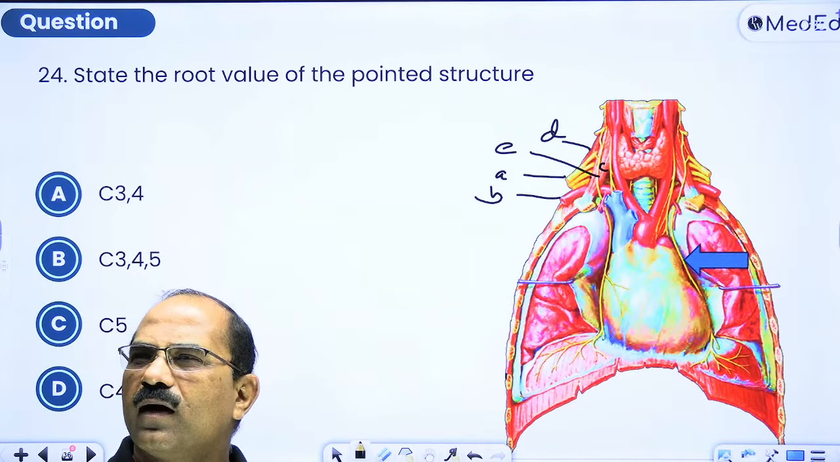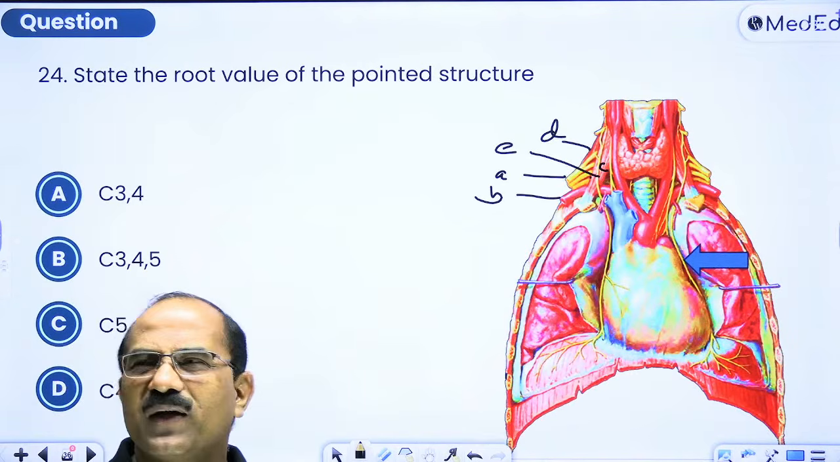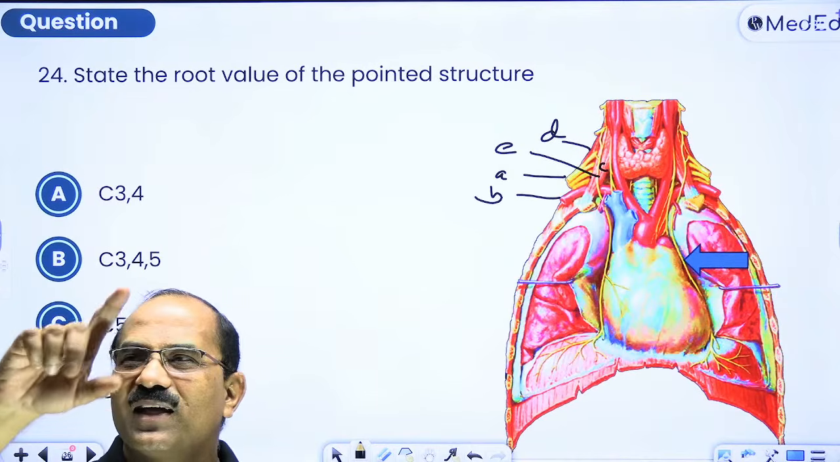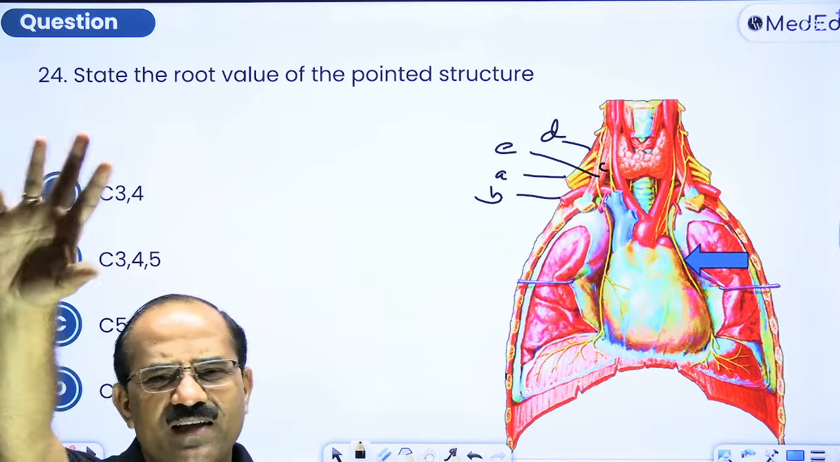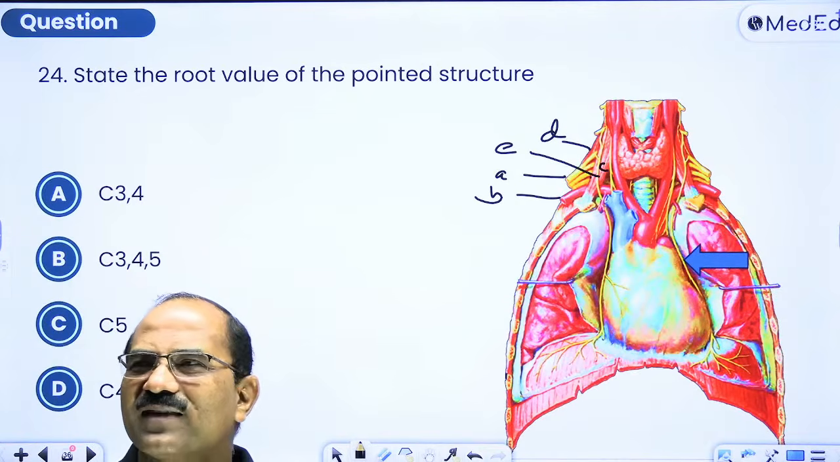What is phrenic nerve? Very good, very good. The marked structure is the phrenic nerve. Root value is C3, C4, C5. How will you remember it? The phrenic nerve goes in front of the hilum. The answer is phrenic nerve, perfect. C3, C4, C5 is the phrenic nerve. That's perfect.